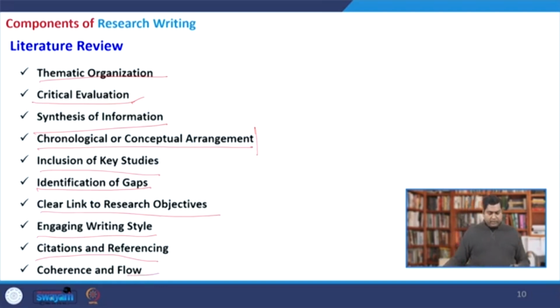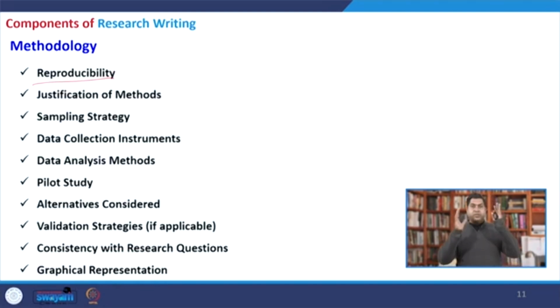Then you have coherence and flow. Your methodology should be so detailed that if tomorrow somebody else would like to apply your methodology, they can easily follow. Justification of the methods: as I already mentioned in my previous lectures, there are a number of methods, and you can pick something out of them. So what is the reason behind the selection of that particular method? That is very important.